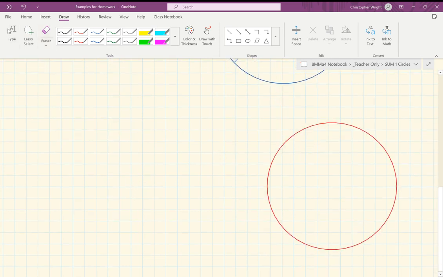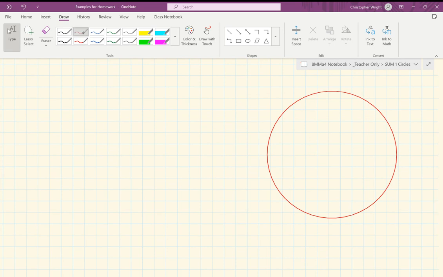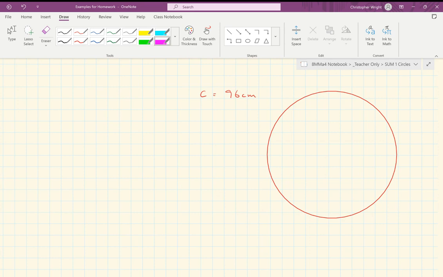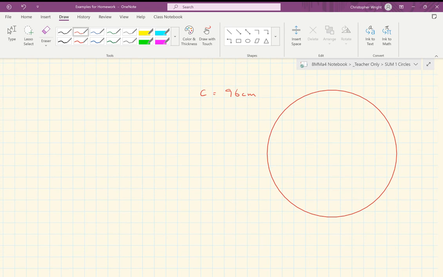Right, last thing. This red circle here, we're going to imagine that we're told its circumference is 96 centimeters. So it's 96 centimeters all the way around. Now, we've got to work out its diameter. So we know that when we were going from diameter to circumference, we times by pi. So if we're going to go the other way, we're going to divide by pi. So just as we did in class, the diameter is the circumference divided by pi.